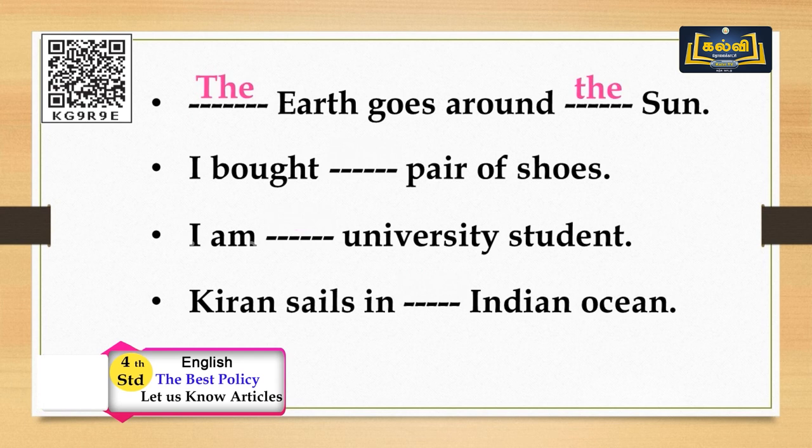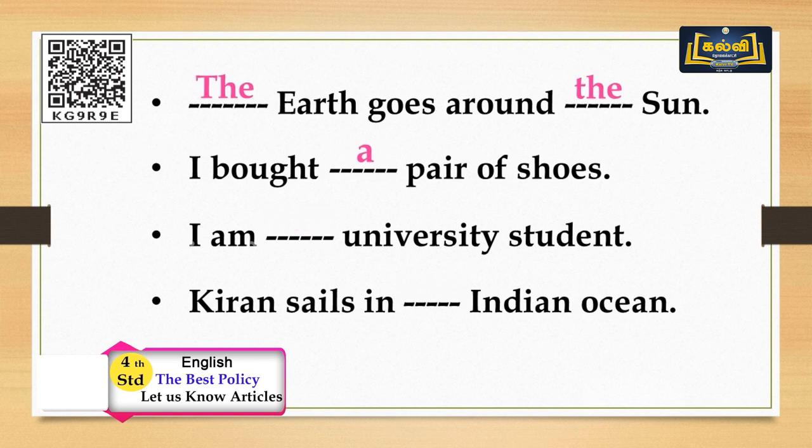Coming to the next sentence, I bought dash pair of shoes. Check your answers. Yes, you're right. I bought a pair of shoes. So you see the word pair, P-A-I-R. See the sound of the letter P. The sound is P. It doesn't come under A, E, I, O and U. So the article used there is "a".